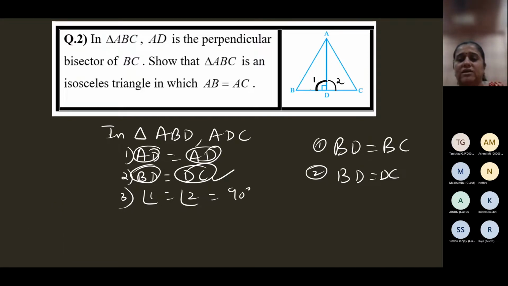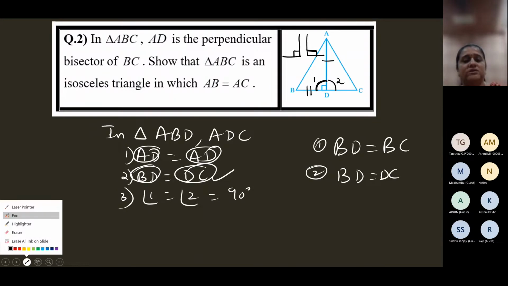Because it is this angle and the included sides. This side, this angle and this side. Two sides include the angle. In the other triangle, it is two sides again and the included angle, 90. So by the SAS rule, the two triangles are congruent. CPCTC, AB is equal to AC. Correct.